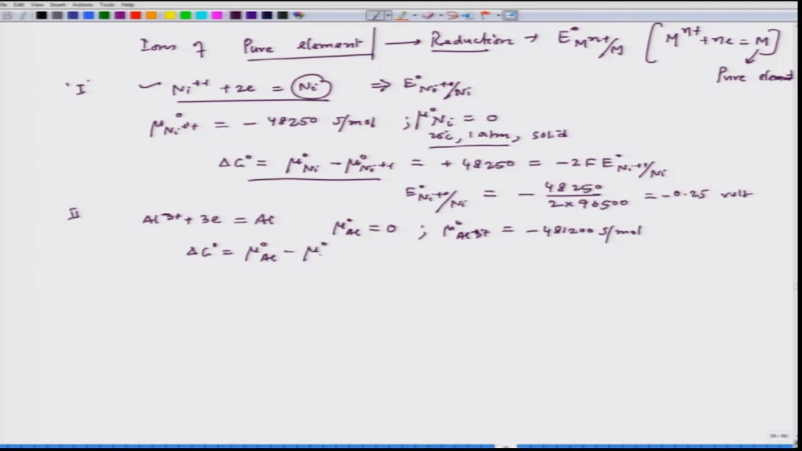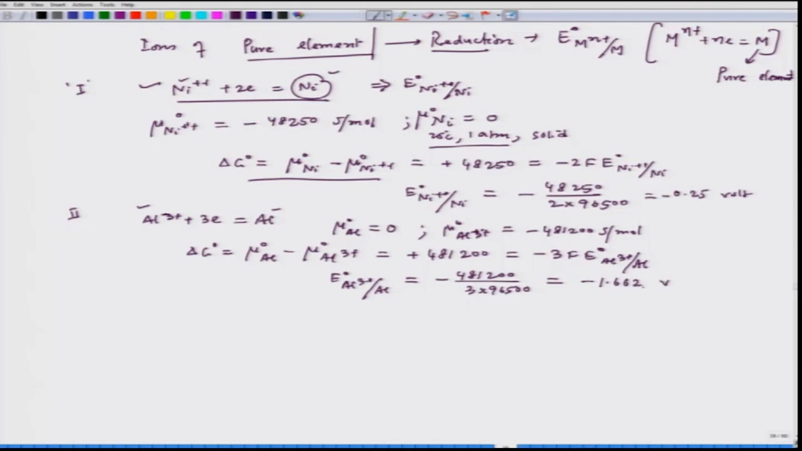So, I can again get the same thing: mu 0 Al minus mu 0 Al3+ equals plus 481200, equal to minus 3 F E0 for aluminium. Now every time I am writing ox by red, that means this is oxidant, this is reductant. So, from this we can also get E0 Al3+/Al equal to 481200 by 3 into 96500, which would be equal to minus 1.662 volt.